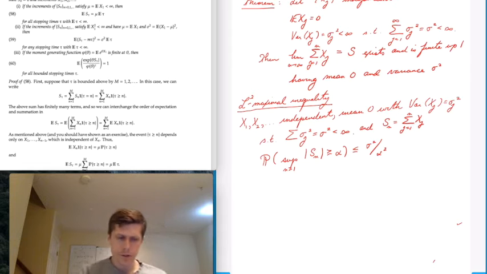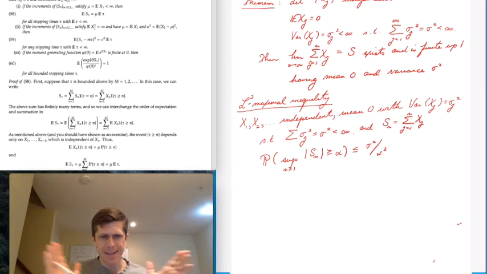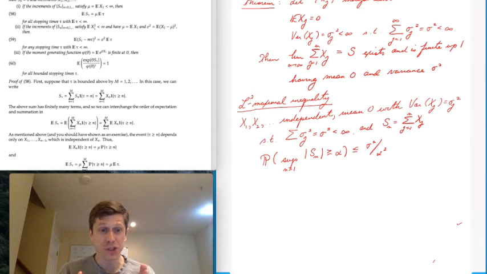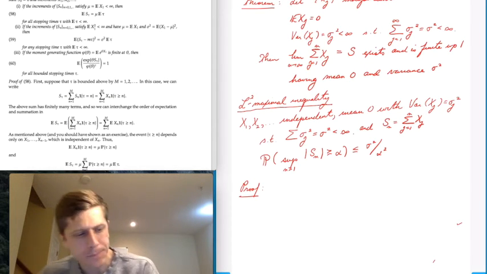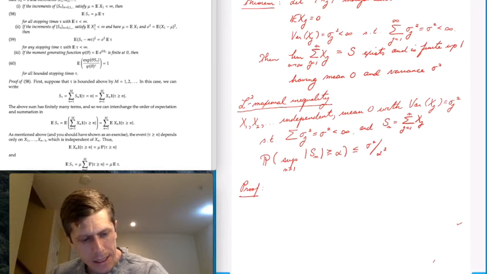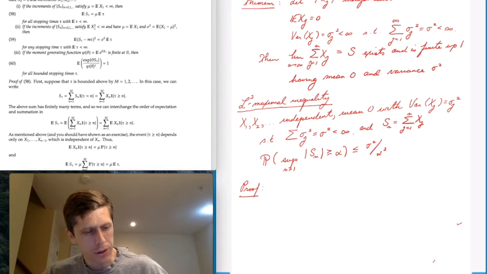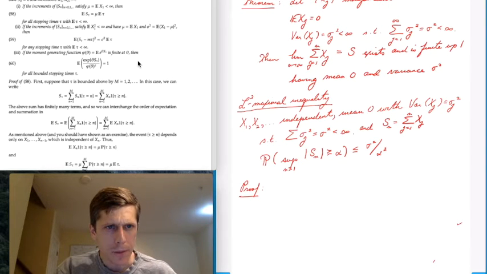And so what this is saying is the sup can't get too big, that somehow this finite variance and mean 0 condition doesn't allow the partial sums to get too big. And so to prove this, we're going to use the Wald identity again. We pulled it up from another part of the notes.